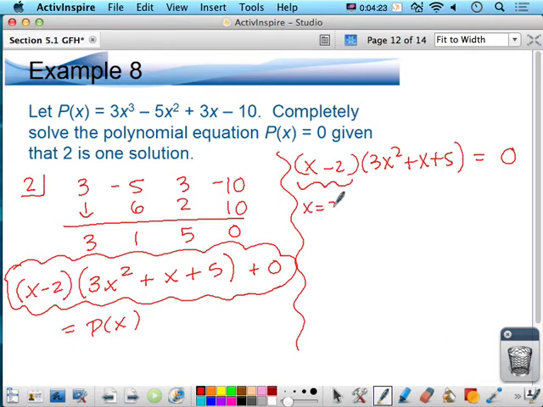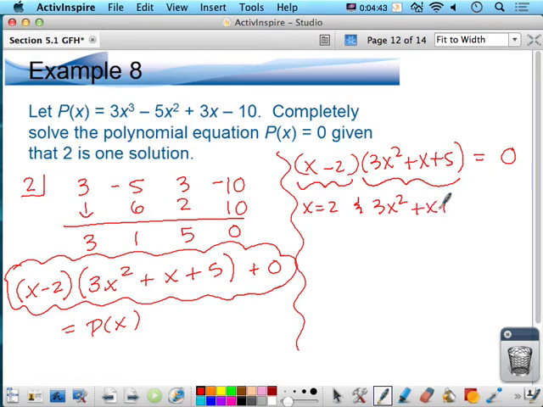We were given that one. How do I find the answer to this problem? 3x squared plus x plus 5 equals 0. Set it equal to 0 and solve it. Now, if it will factor, great. But if it won't, it's quadratic, and I could always solve the quadratic equation by using the quadratic formula. So let's try that.